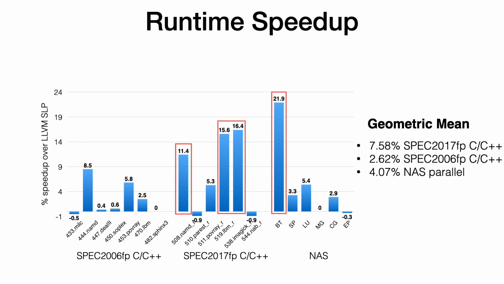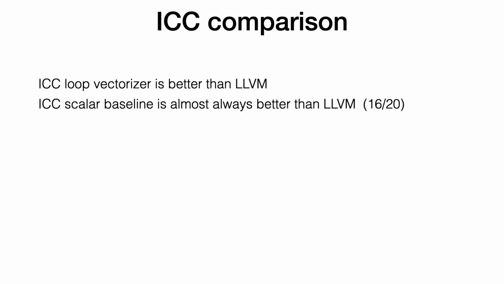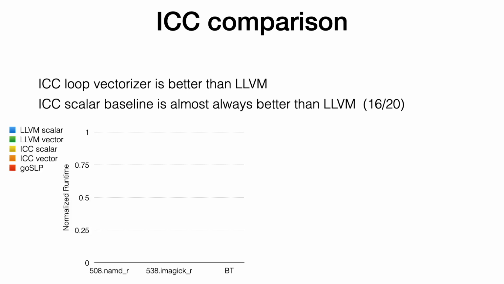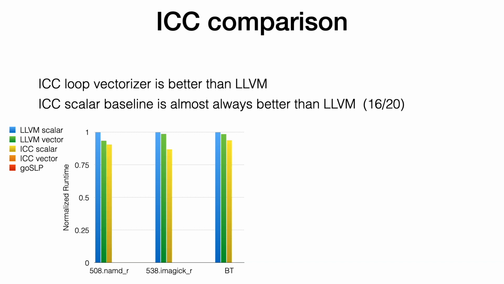I want to compare this LLVM result with ICC, because there's this conventional wisdom that the ICC loop vectorizer is much better than LLVM. However, what we found was something very different. The ICC scalar baseline is much better than LLVM. First we turn off all the vectorization, and here's the normalized scalar performance for LLVM. The LLVM vectorizer, both SLP vectorizer and loop vectorizer, gives you some performance improvement over just using the scalar. However, ICC without vectorization blows even the LLVM vectorization performance away.